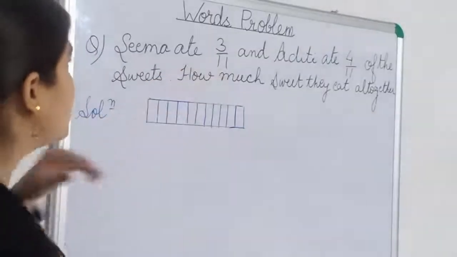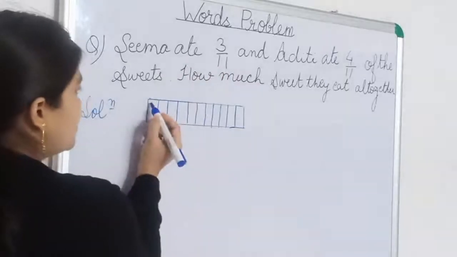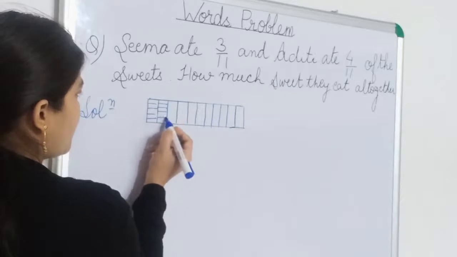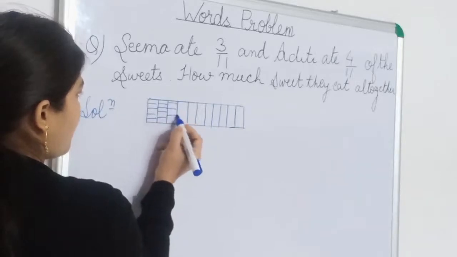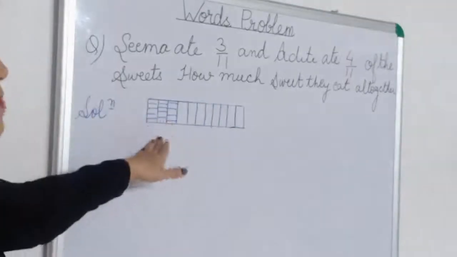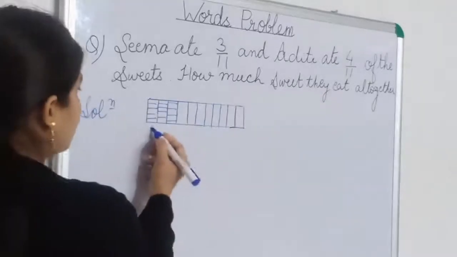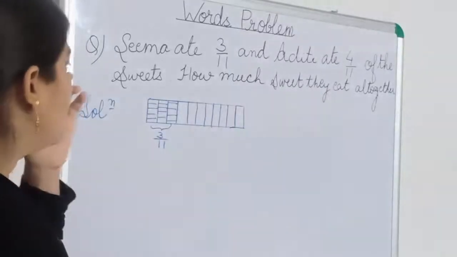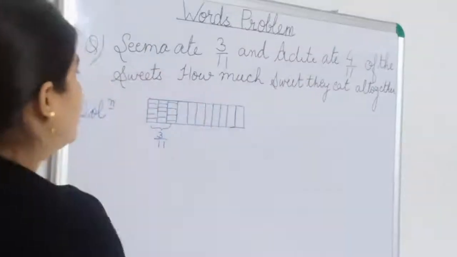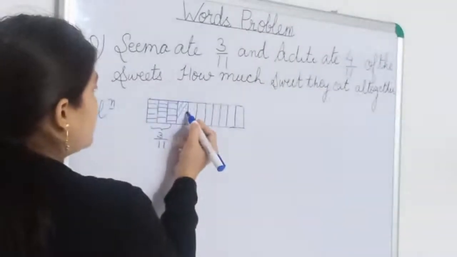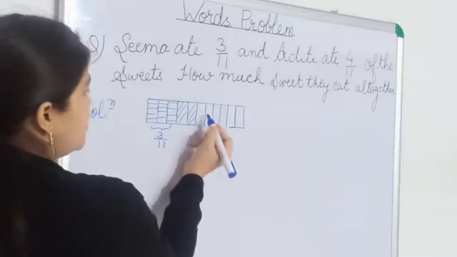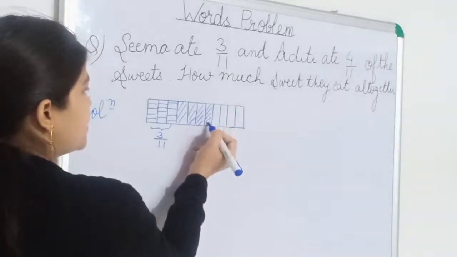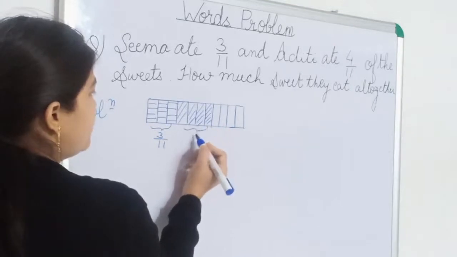Now it is given that Seema ate 3 by 11, means 3 parts we will shade here. Seema ate this much part. This is only 3 by 11. Now Aditi ate 4 by 11, means 4 parts of 11 equal parts. 1, 2, 3 and this is 4. So this is only 4 by 11.